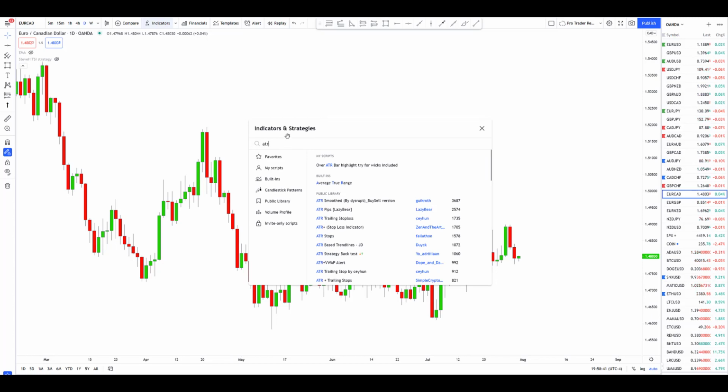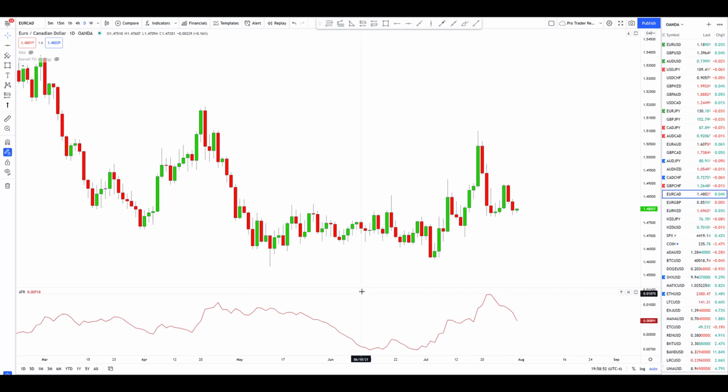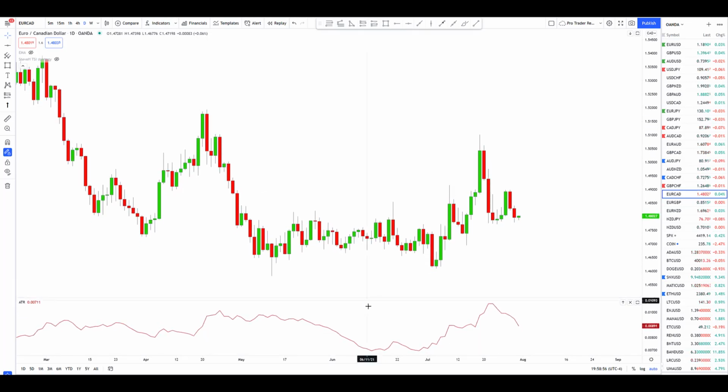So if you go to your indicators and strategies here on TradingView and type in ATR, it'll be under built-ins and it'll be the average true range indicator. Put that on the chart. Now that this is here, let's talk about what it actually does. Now for me, first I'm going to talk to you about how I customize it.